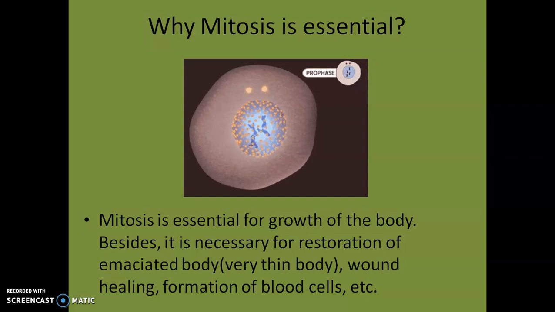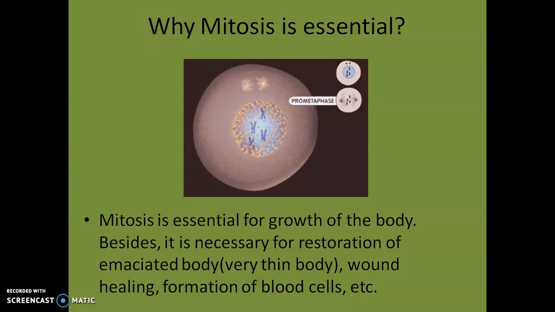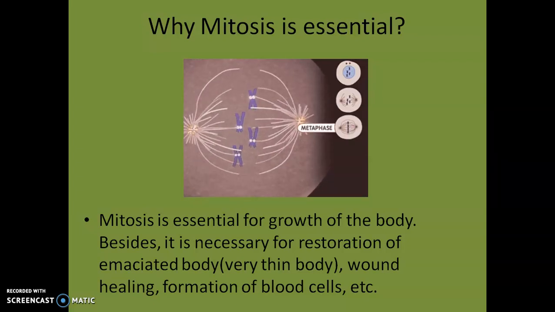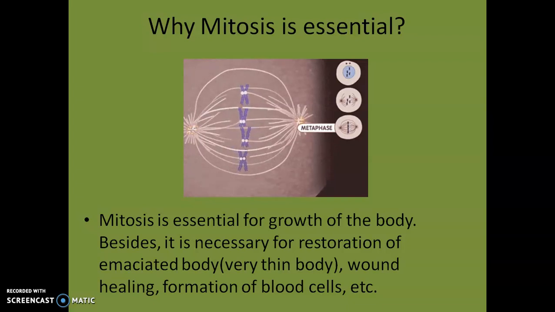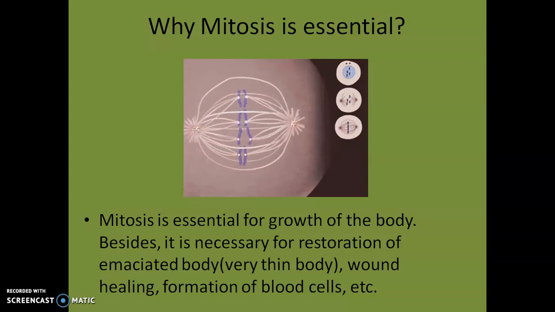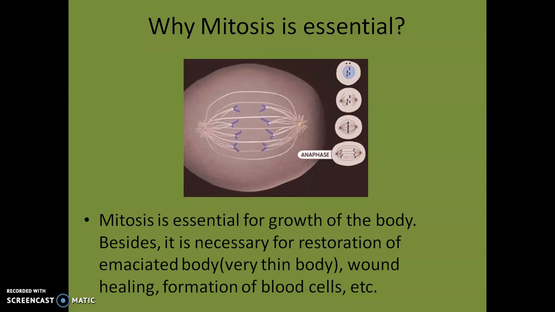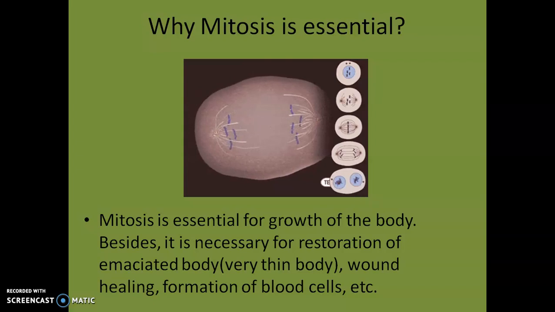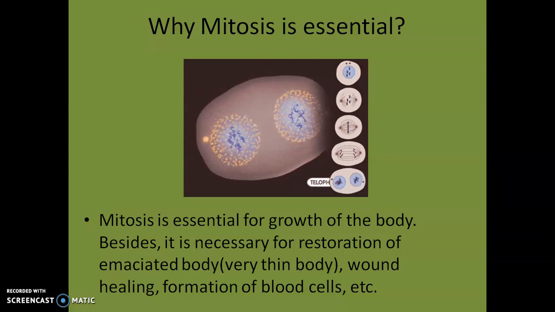Why is mitosis essential? Before that, this diagram is a quick recap of mitosis. What is happening is prophase, that is condensation of fibers, then metaphase, that is separation or pulling apart of the fibers going to the poles with the help of spindle fibers. Then we have anaphase, which shows the separation of chromosomes and moving towards the opposite poles, and telophase, which shows the formation of two new daughter cells.